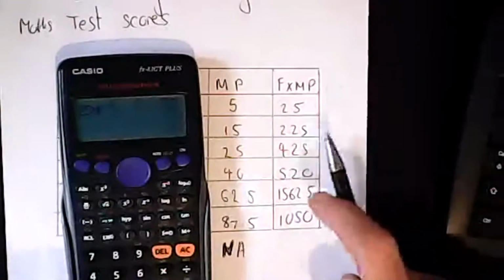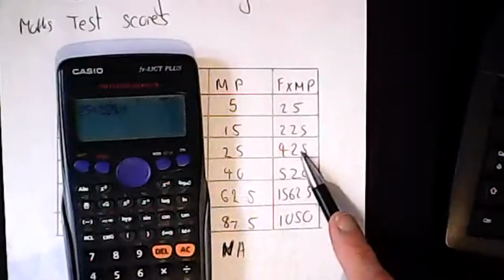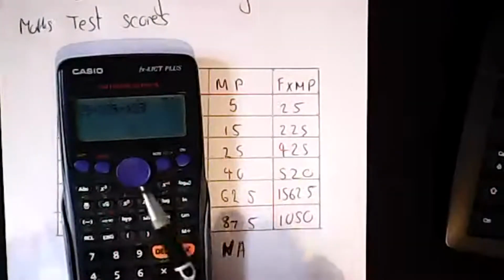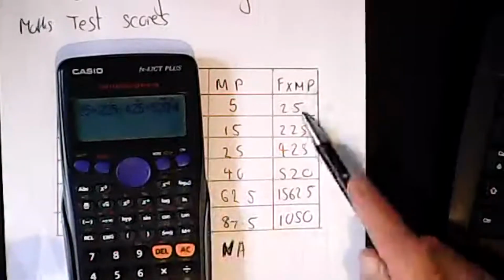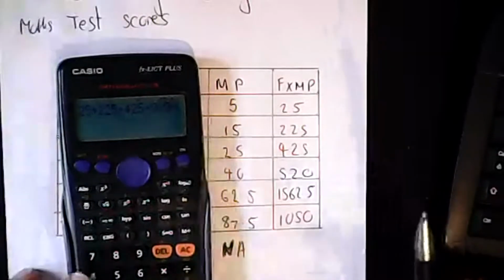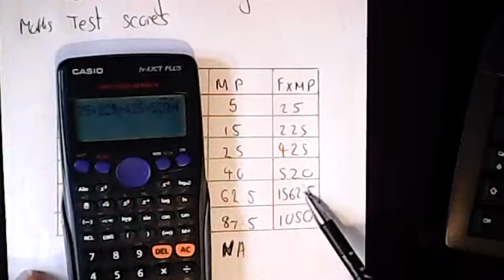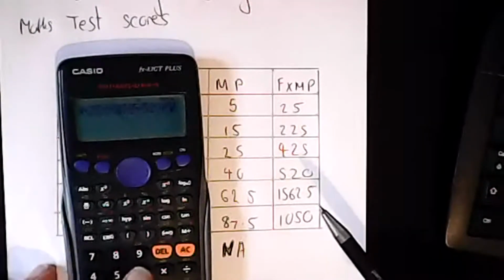25 plus 225 plus 425 plus 520. If you've got big numbers like that, I'd definitely say it's worth just doing it twice as a check anyway, because this is something you don't want to get wrong. A lot of people get this wrong on such a basic step.